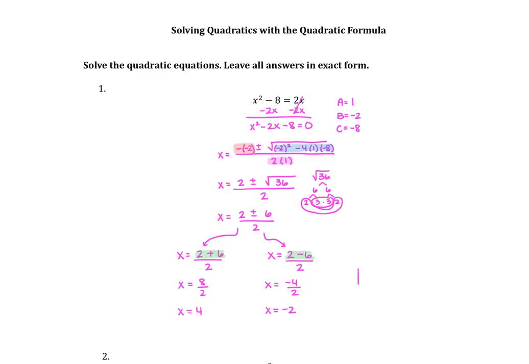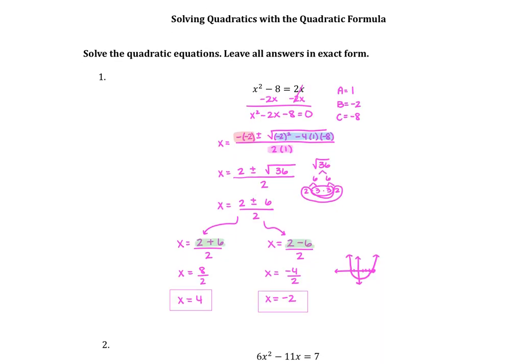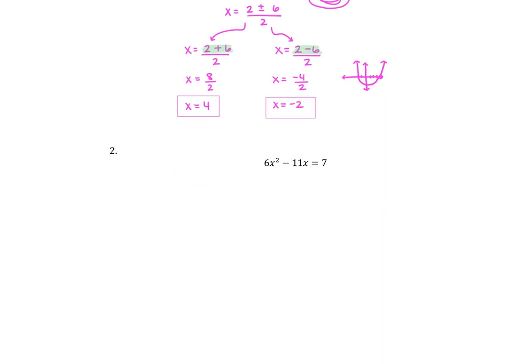You can envision what this would look like on a coordinate plane. It would look something like this, going through at +4 and -2. Again, I could check this. I could plug it into my equation, each value, and make sure it works. I could also graph each one of those to make sure that it works as well.